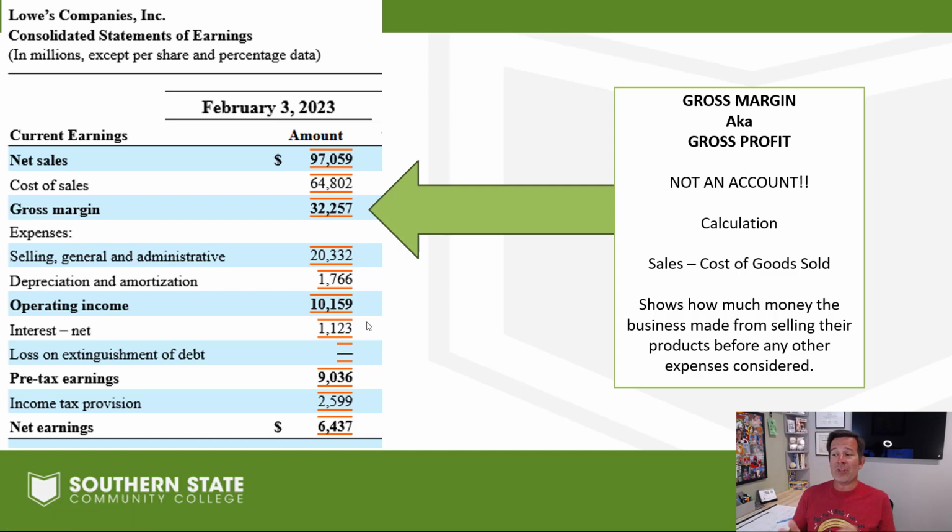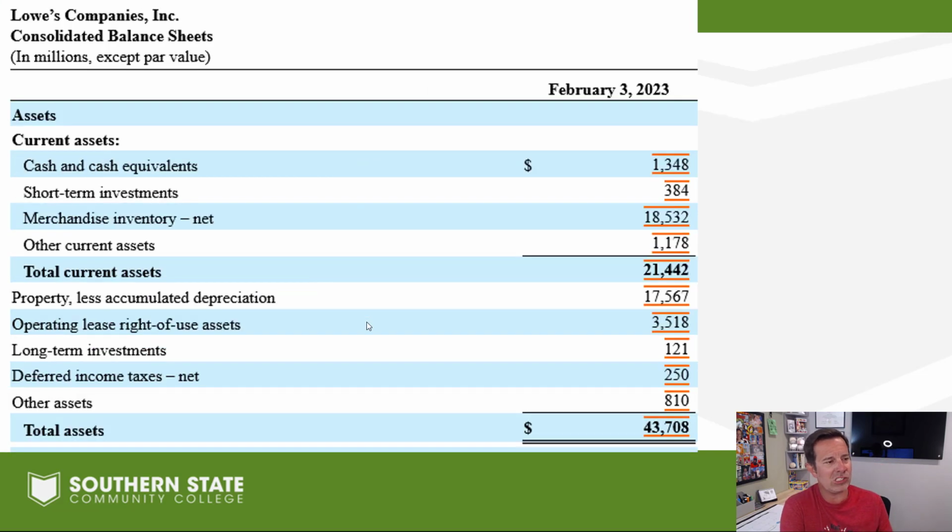So gross profit, gross margin, especially for a manufacturer or retailer, is hugely important. People really, really look at that number. That's the income statement difference. On a retailer or a manufacturer, you're going to see cost of sales, you're going to see gross margin or gross profit. All right, let's go to the balance sheet.